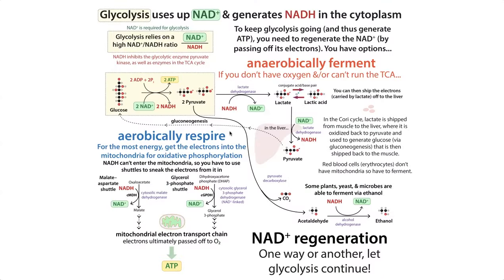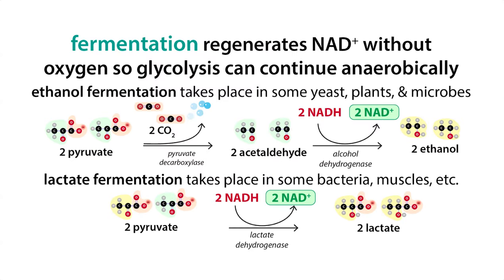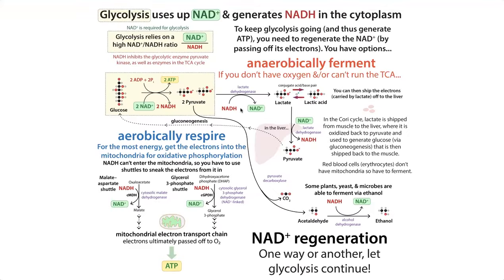If we can't do aerobic respiration, there are options to ferment anaerobically. Anaerobic means in the absence of oxygen, and we can do a process called fermentation. When we talk about fermentation, we're regenerating NAD+ so we can keep this cycle going without using the electron transport chain and oxidative phosphorylation and all that good stuff.